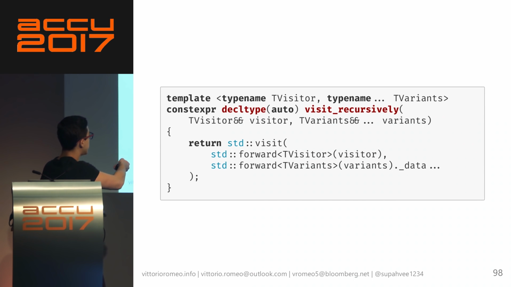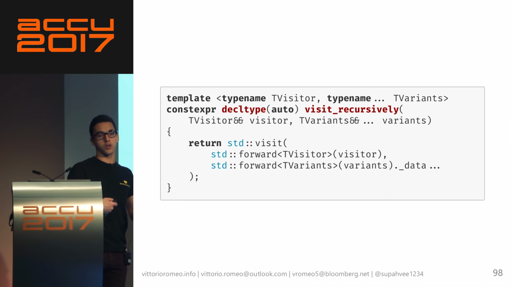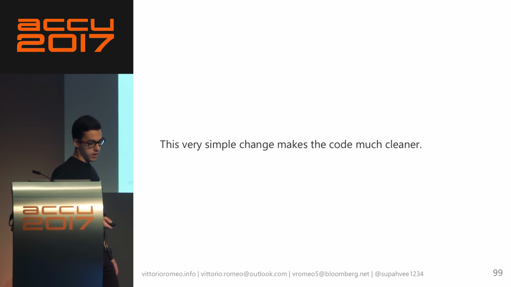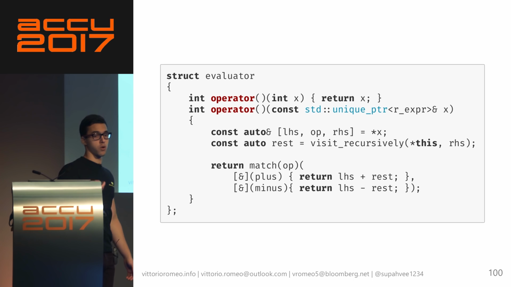And this visit_recursively will take everything by forwarding reference, will forward it to visit, and in the case of the variants, it will forward the variant, but access the data member for us. So this is just syntactic sugar that allows us to avoid specifying data, data, data over and over. And this very simple change makes the code cleaner.